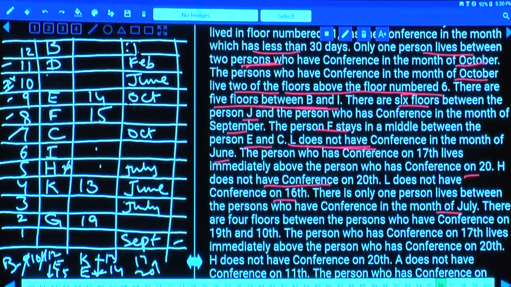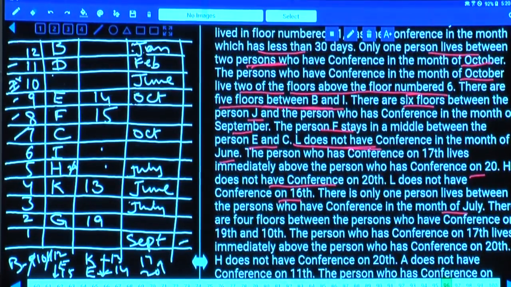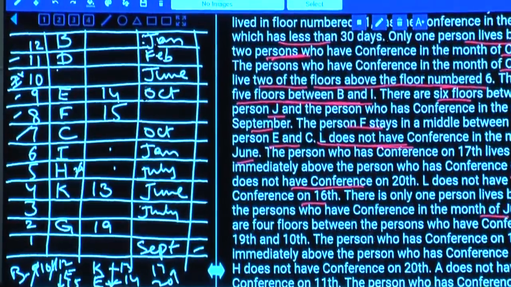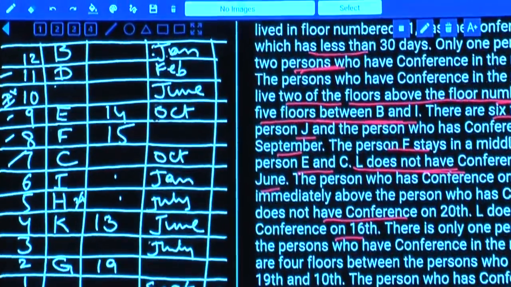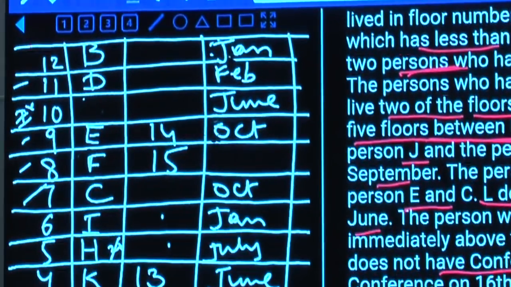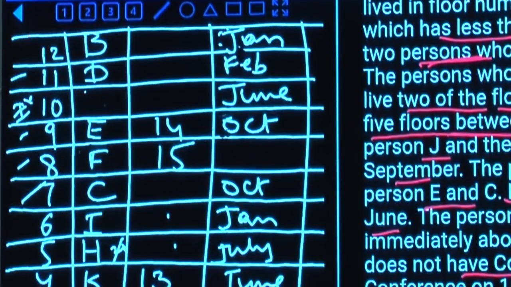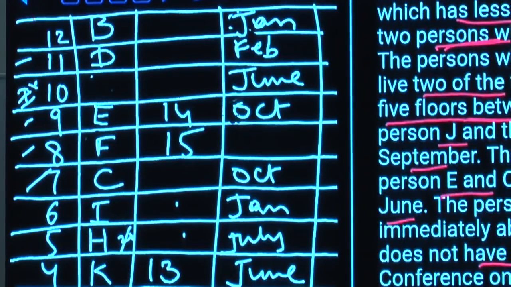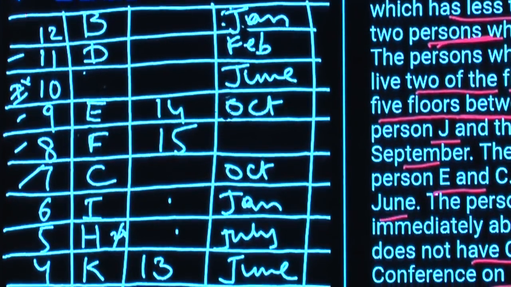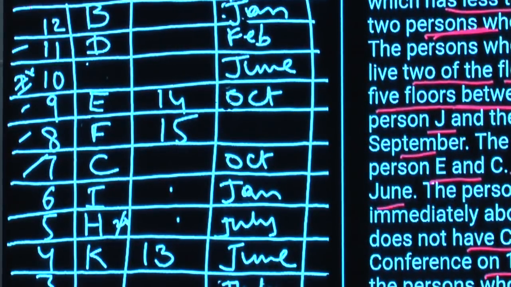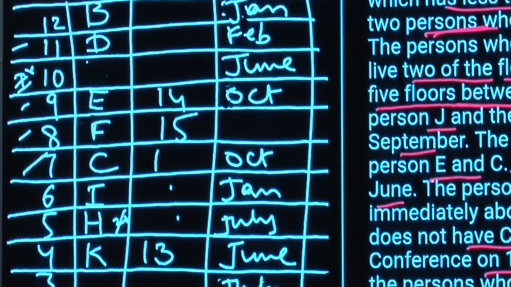Done, and this is again Jan. If 2 Jans were done, 2 Julys were done, and 2 Junes were already completed, what is left over here? February and September, Feb and Sep. There are 4 floors between the conference on 19th and 10th. 19th and 10th, 1, 2, 3, 4, 4 persons.